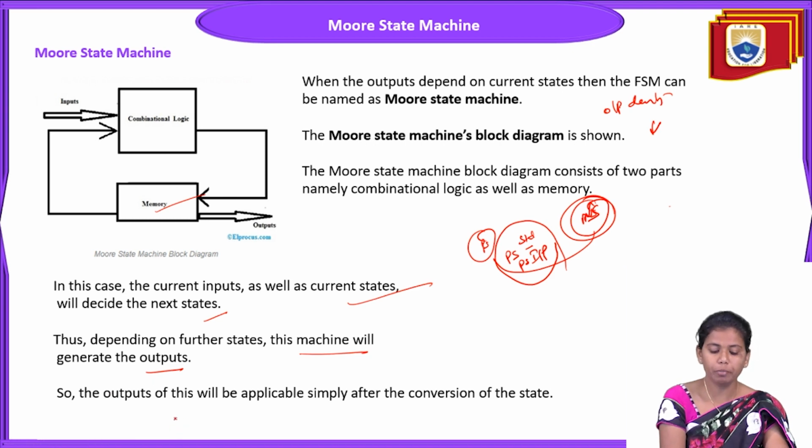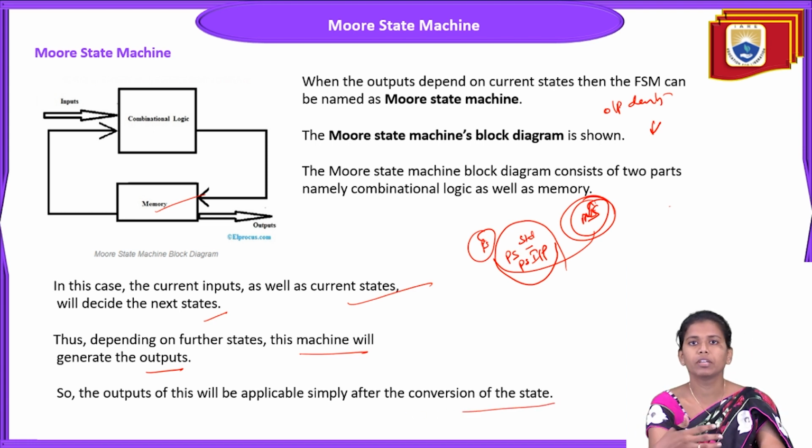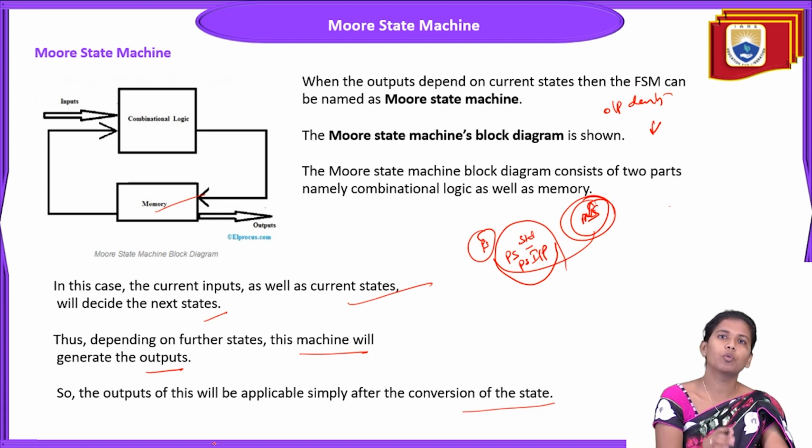The output will be applicable simply after the conversion of the state. So in the Moore machine, after converting from one state to another state, the outputs that we observe are applicable.